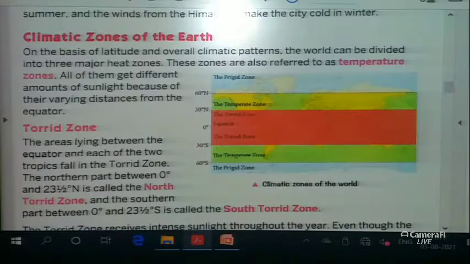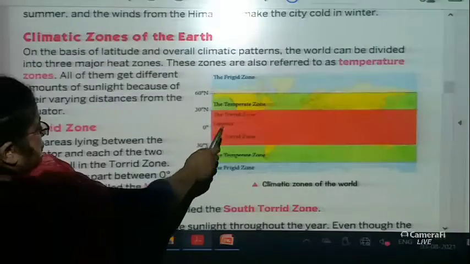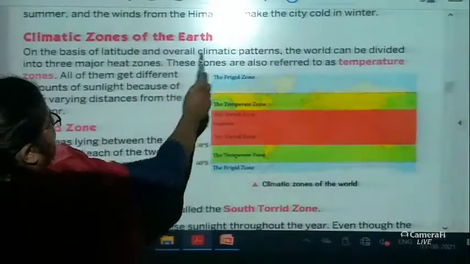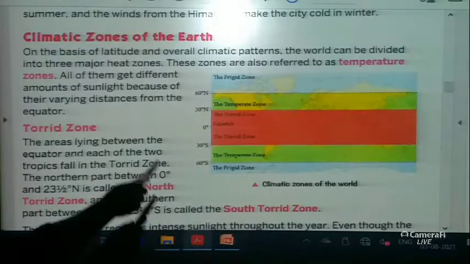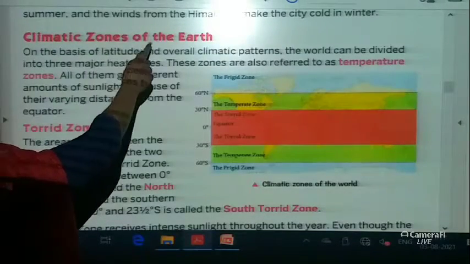Okay, today we will be doing the second part of climatic zones of the earth. Children, as I had told you in the earlier part, there are three zones: the torrid zone, the temperate zone and the frigid zone. Okay, and now let us read. Climatic zones of the earth.